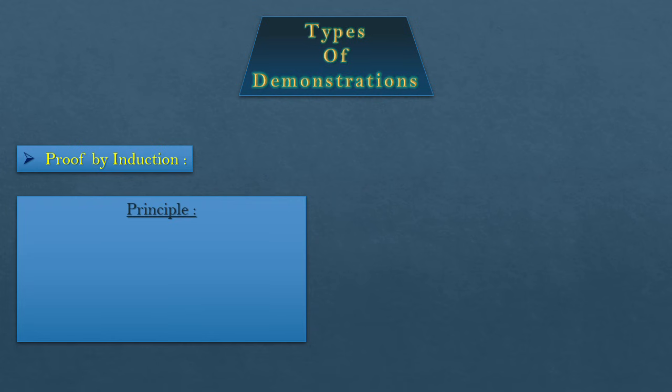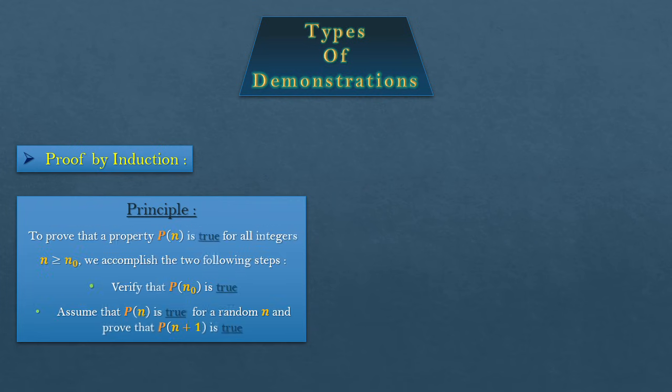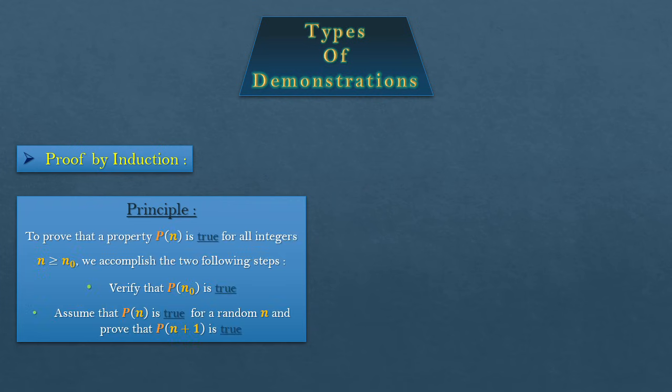So this kind of demonstration, which is known as the proof by induction, concerns arithmetical propositions, and it is used to prove that a property that contains an index n is true for all the integers n that are greater than an initial value that we note as n0. It consists of two steps. The first one is to verify that the statement is true for the value n0. And the second one is to prove that the statement P is true for n plus 1, assuming that it is true for an arbitrary value of n.